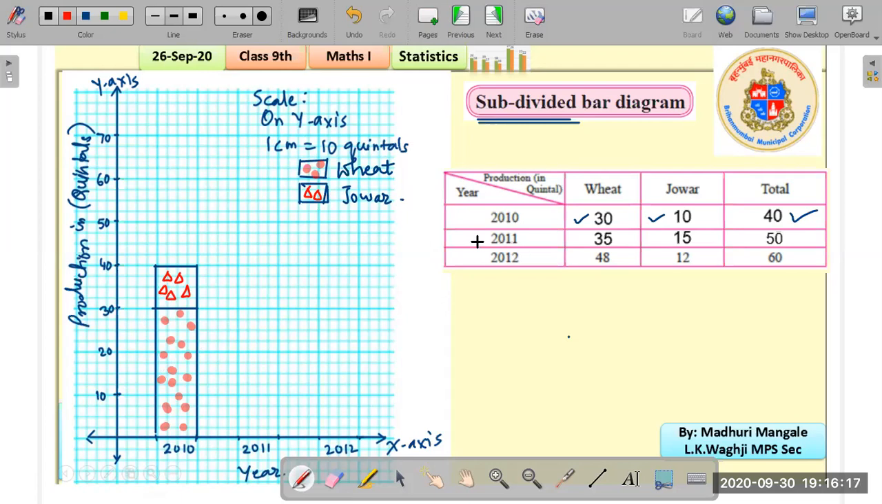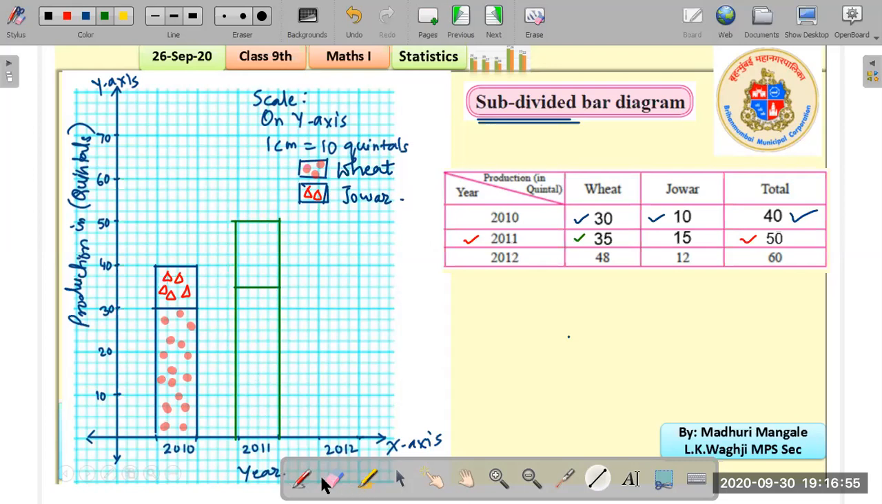We move to the next year, that is 2011. We start with the total. So the total is 50. We start with marking the bar diagram with height 50. So there we mark it like this with the height 50. And then we have to draw the bar at 35, for wheat. So where is 35? Between 30 and 40, exactly between 30 and 40, we put a bar like this.